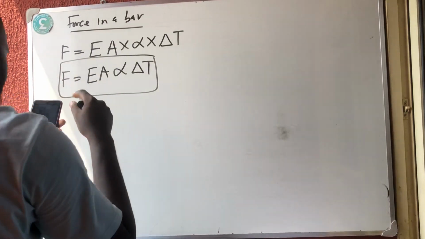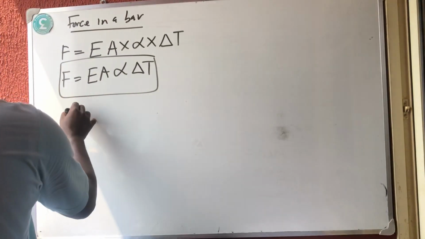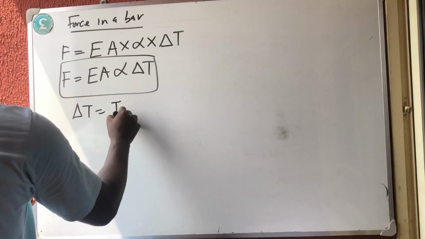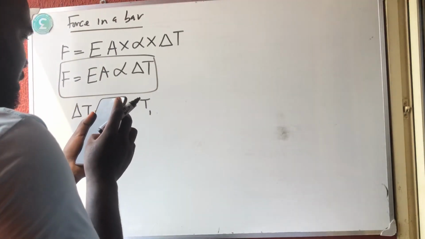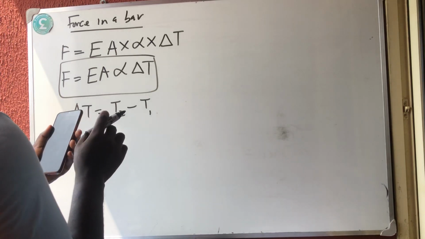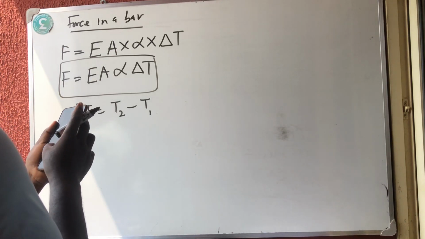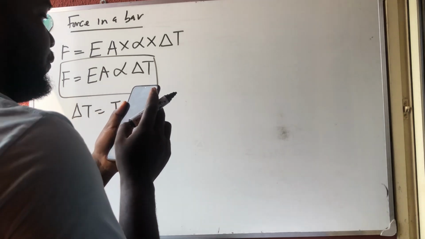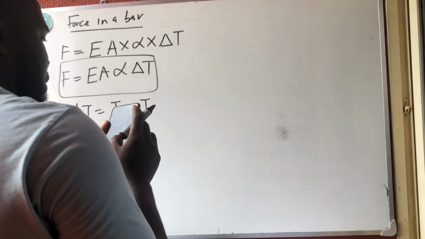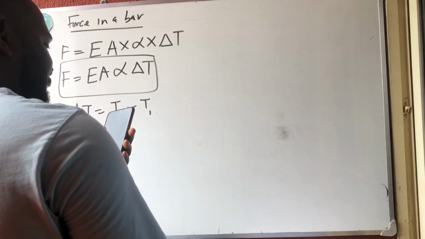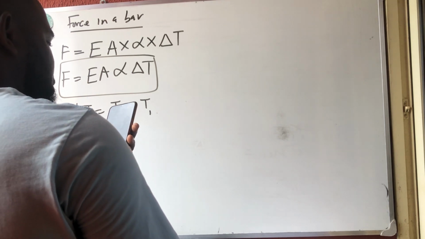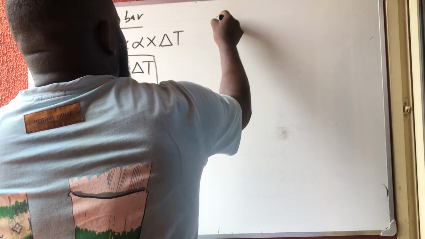Okay, so force in a bar is equal to E A alpha times change in temperature. Very important formula. Okay, and don't forget that change in temperature is the same as what? T2 minus T1. Very, very important. We are still going to solve questions on that. So the next thing we are going to look at is force in an elastic material. When an elastic material is loaded, it exerts a force.